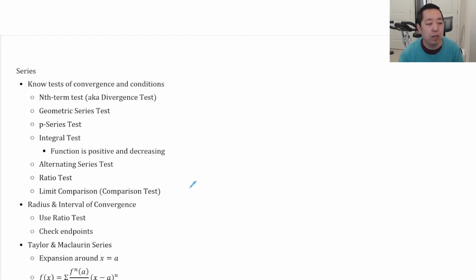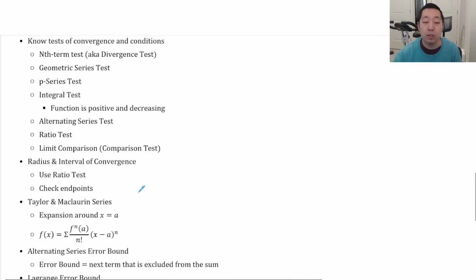But make sure you know how to run the test, and also make sure you know the conditions for the test. The main one that has the conditions is the integral test, where the function is positive and decreasing, but make sure you know how to run all of these tests. I will note that Calculus BC does not actually require you to know the root test, even though that is one additional test, but these are the list of the tests that you are required to know, or you're expected to know. And I grouped the limit comparison and direct comparison tests. They're pretty similar.